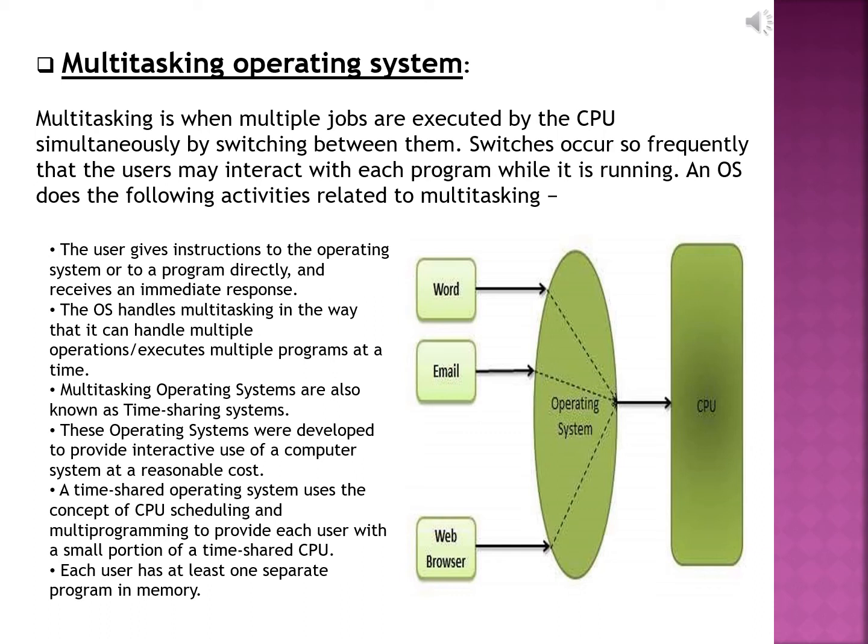The operating system allows the users to share the computer simultaneously since each action or command in a time-shared system tends to be short. Only a little CPU time is needed for each user. As the system switches the CPU rapidly from one user or program to the next, each user is given the impression that he or she has his or her own CPU, whereas actually one CPU is being shared among many users.